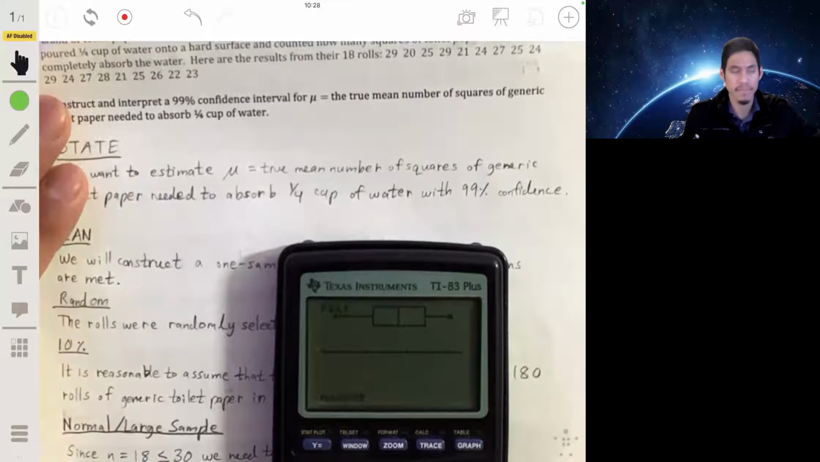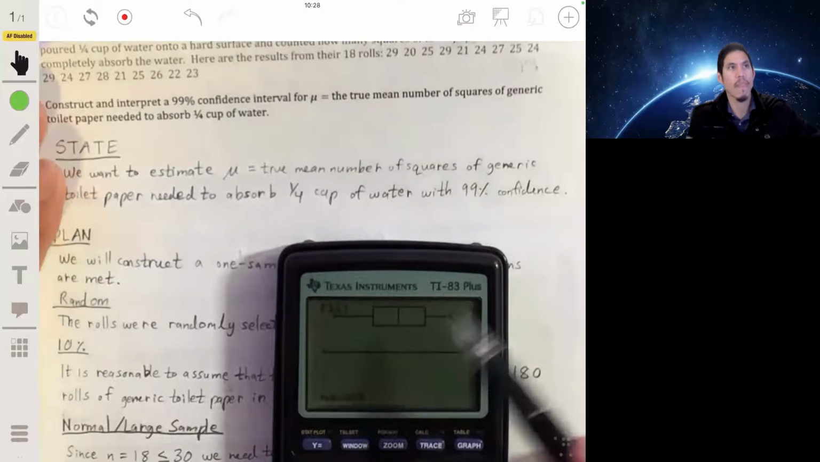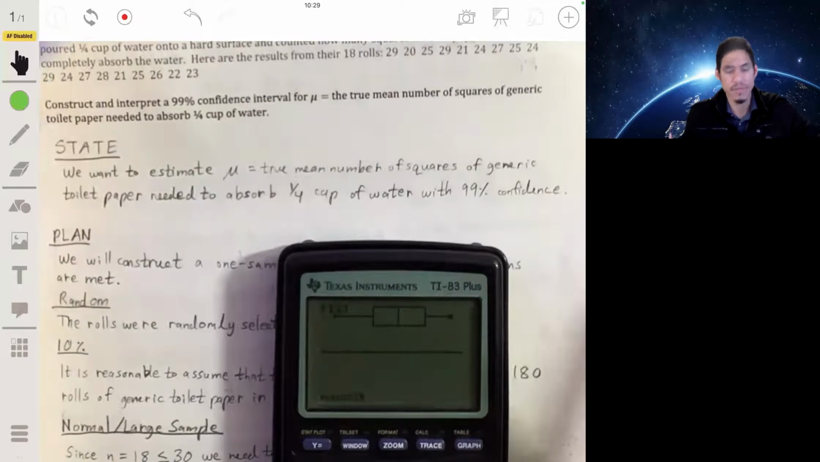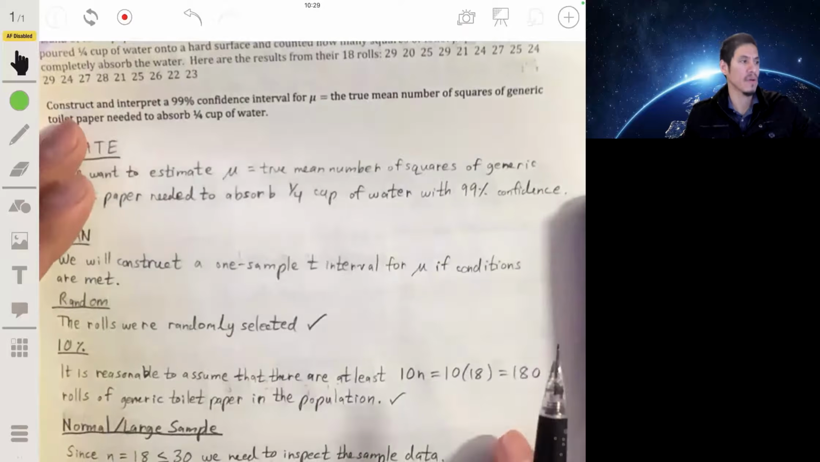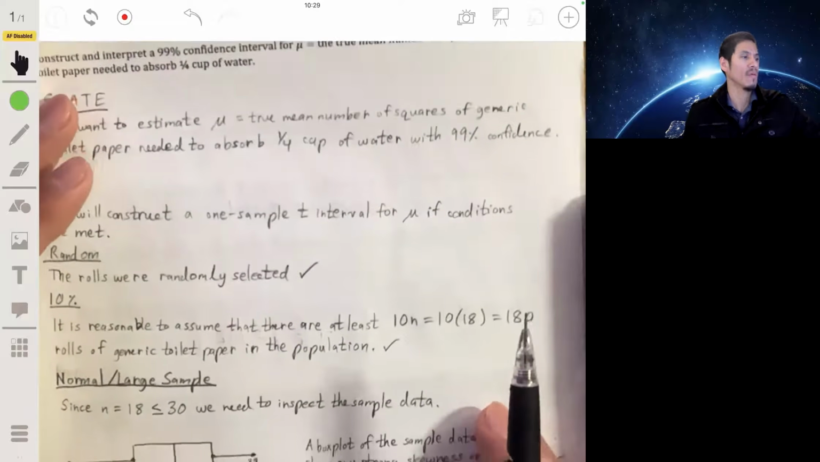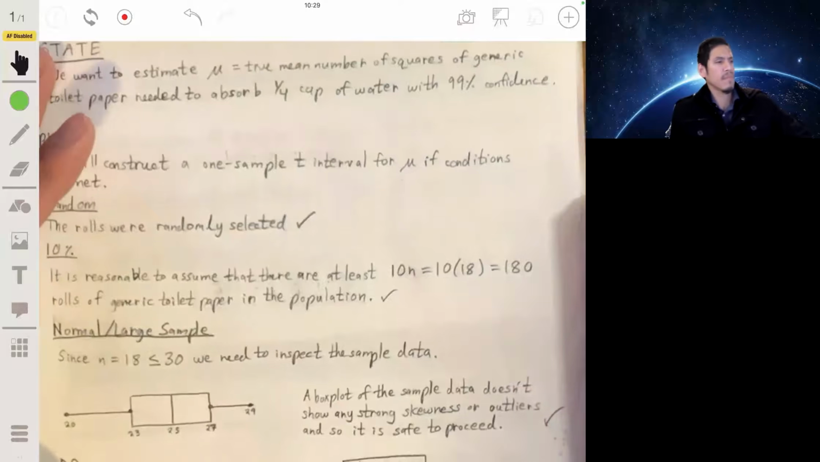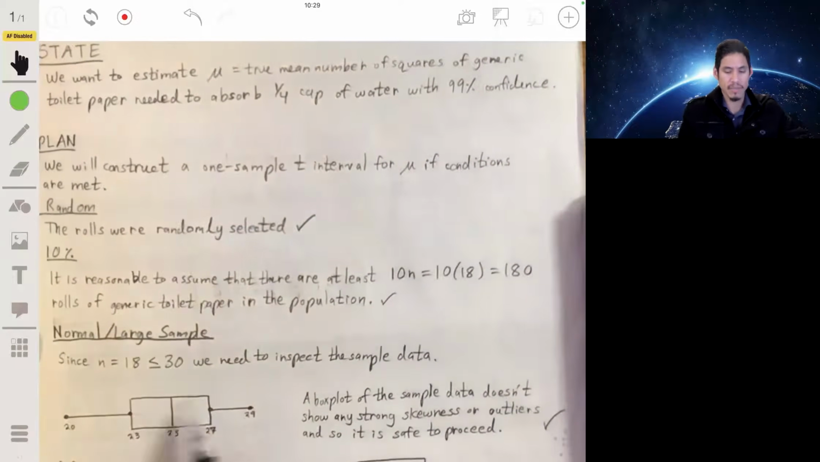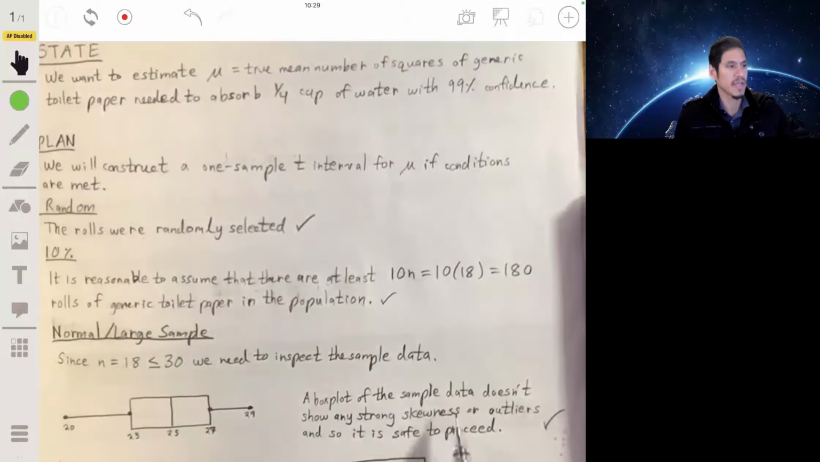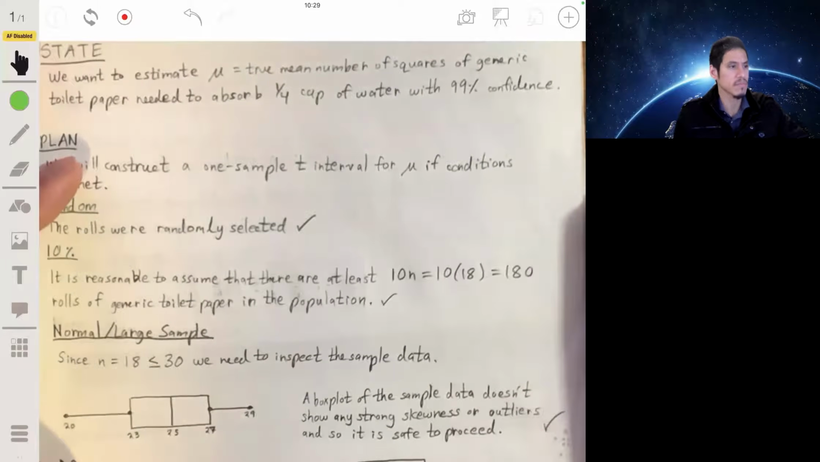So we'll just draw a sketch. You don't necessarily have to draw a perfect drawing of your box plot, but the better it looks, the more knowledgeable you're going to seem, the more you're going to seem like you know what you're talking about. So here's my box plot, and since again I put it in words, this box plot doesn't show any strong skewness or outliers, so it's going to be safe to use the T procedures.